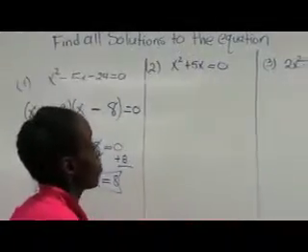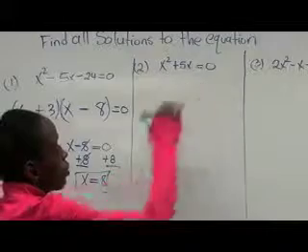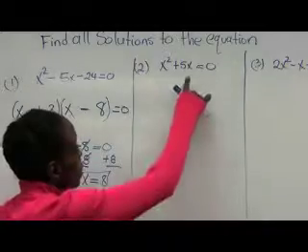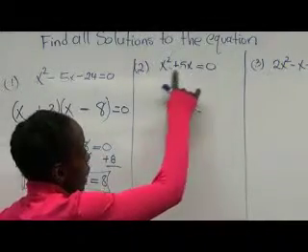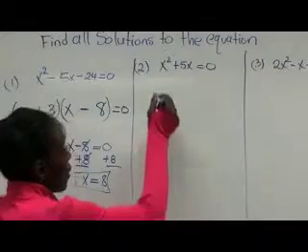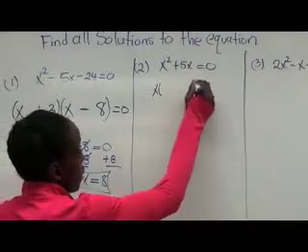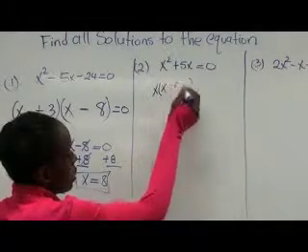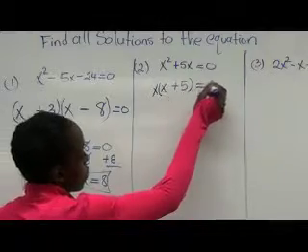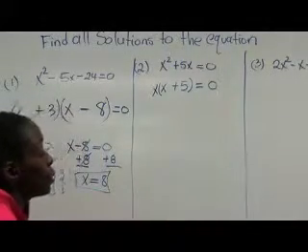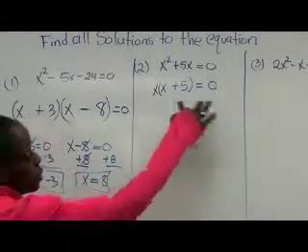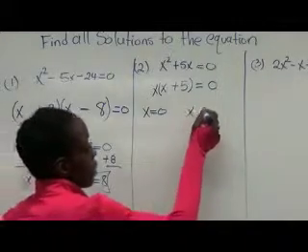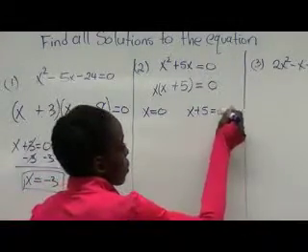Now, for this one, we don't have a C term here. So the technique that we're going to use is different. What you can see is that we have common factors of x. So we'll factor out an x. If we factor out an x, then what's remaining is x plus 5 equal to 0. Again, we do the same thing. We set each piece equal to 0, which is x equal to 0, and x plus 5 equal to 0.